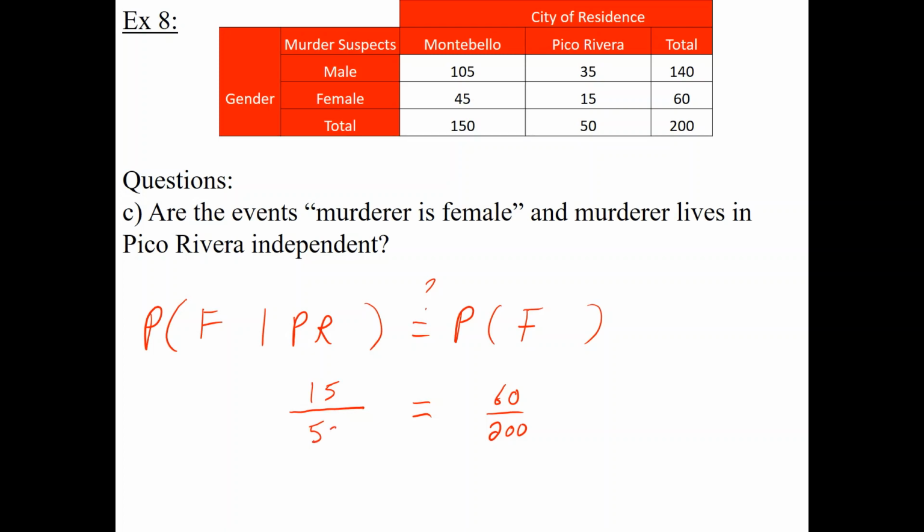And again, if you can't tell if those are equal or not, you put them in the calculator, do it as a decimal, and you're going to get 0.3 here, and you're going to get 0.3 here. Okay, so I wanted to know if they're equal. Now I know. So what's the conclusion? Since I'm running out of room here, let me just go ahead and use the symbols. Murderer is female and murderer is from Pico Rivera are independent. They are.